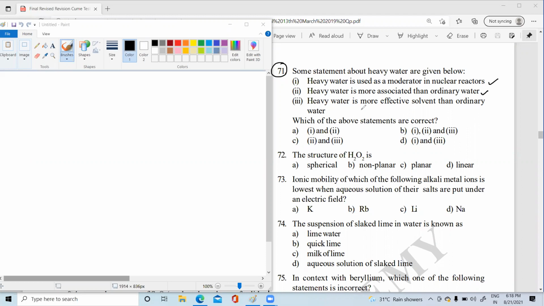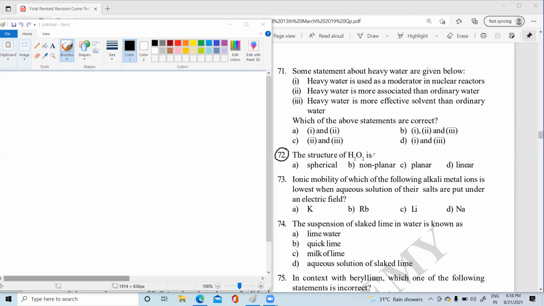Then, heavy water is a more effective solvent than ordinary water. This is wrong, students. Why? Because the universal solvent we use is H2O, not D2O. So option A, statements 1 and 2 are correct. So check the answer here. A is the correct option. Okay. Next, question number 72.